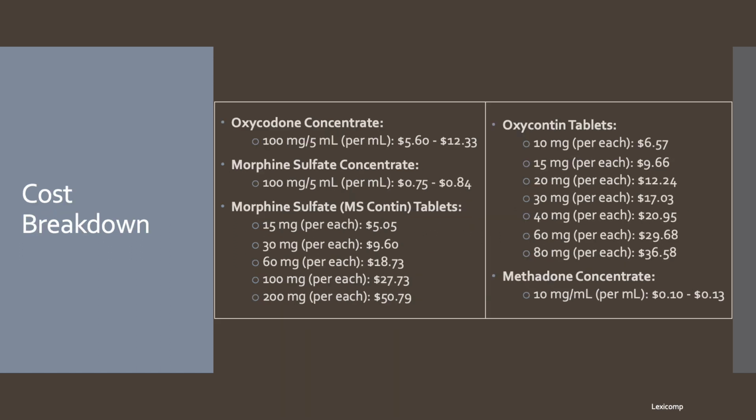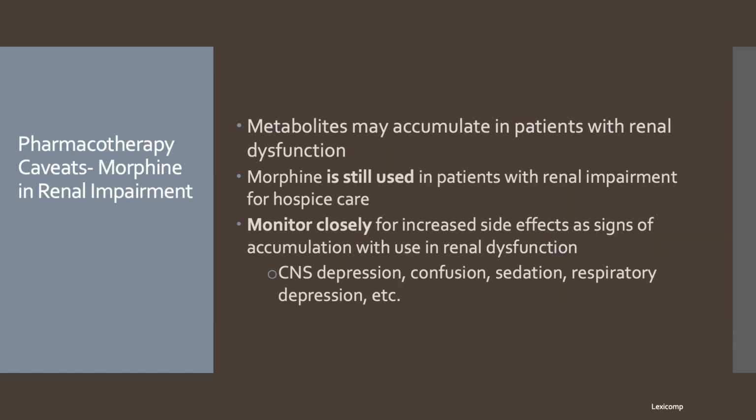To help show the significant cost difference for why we use the morphine sulfate concentrate and the methadone concentrate as our preferred products, I wanted to include this cost breakdown here. This shows the oxycodone concentrate, morphine sulfate tablets, OxyContin tablets, and methadone concentrate, and you can see both the morphine sulfate concentrate and methadone concentrate are significantly cheaper than those other options.